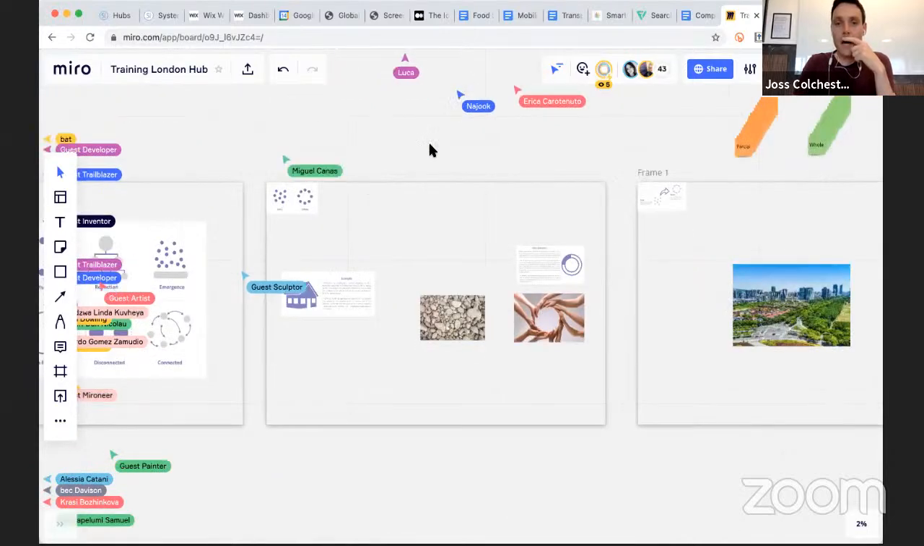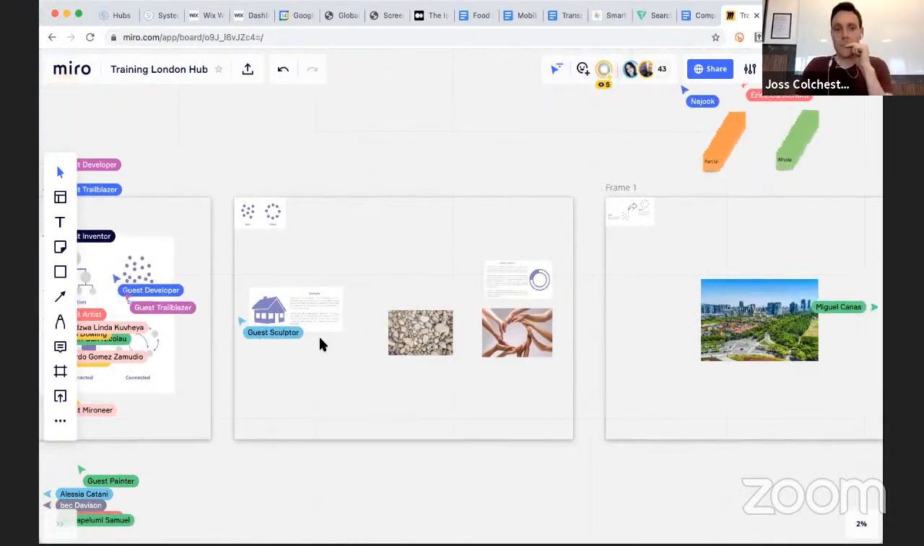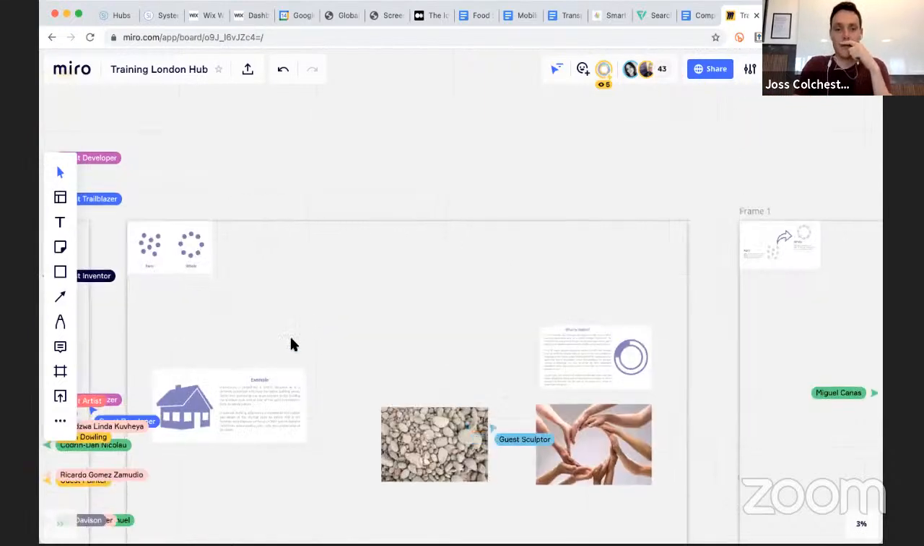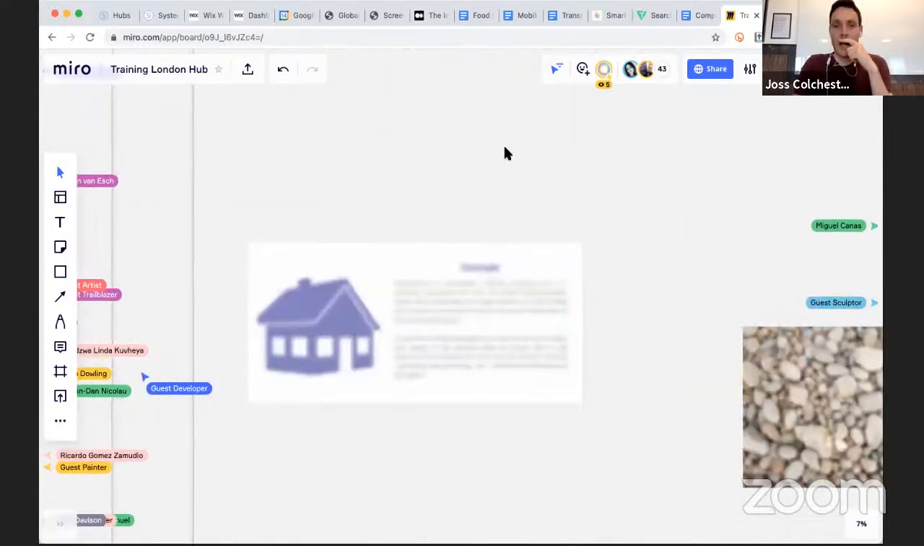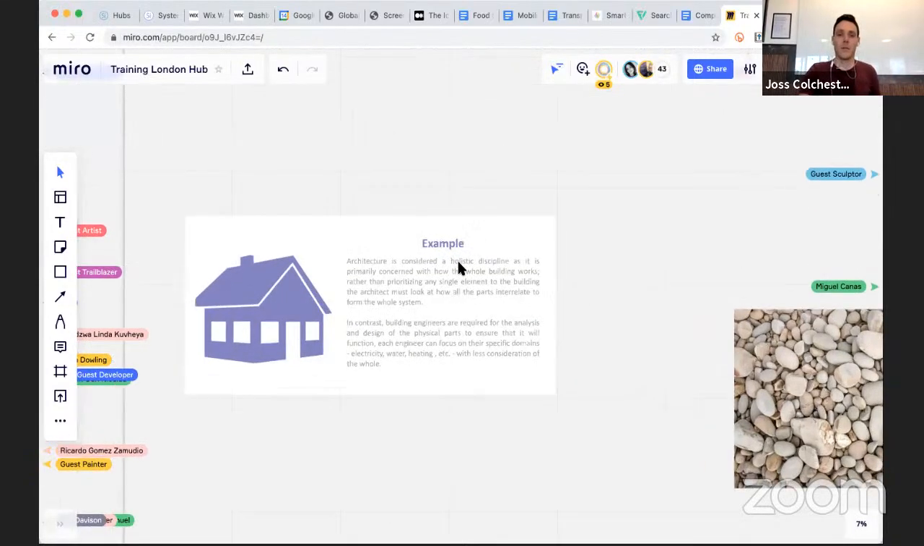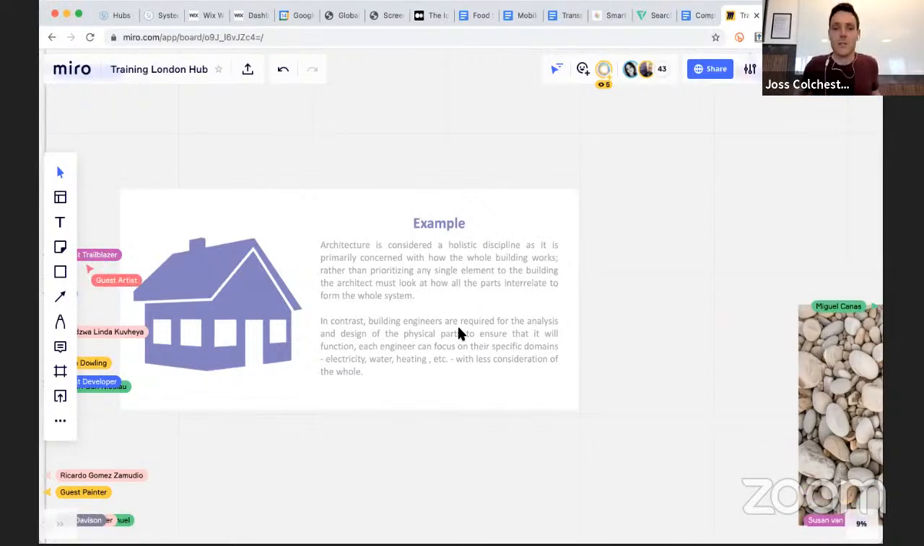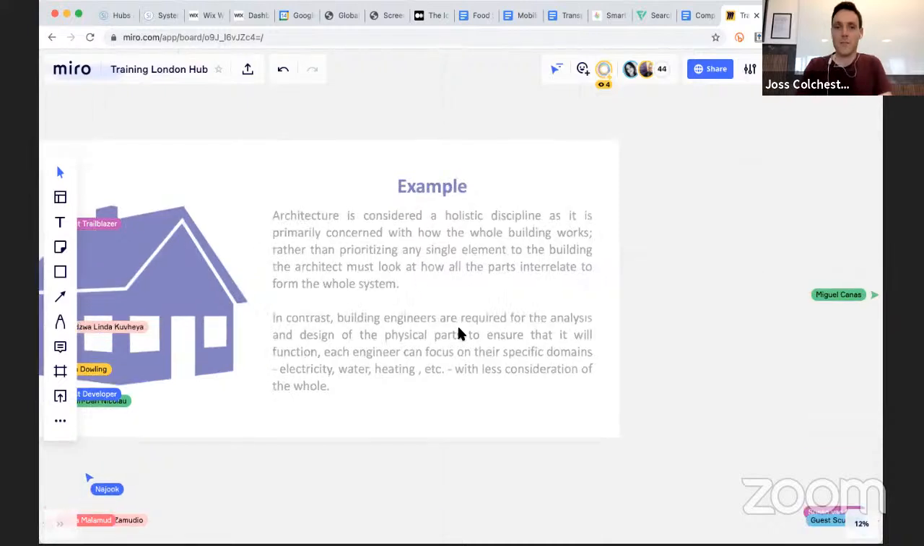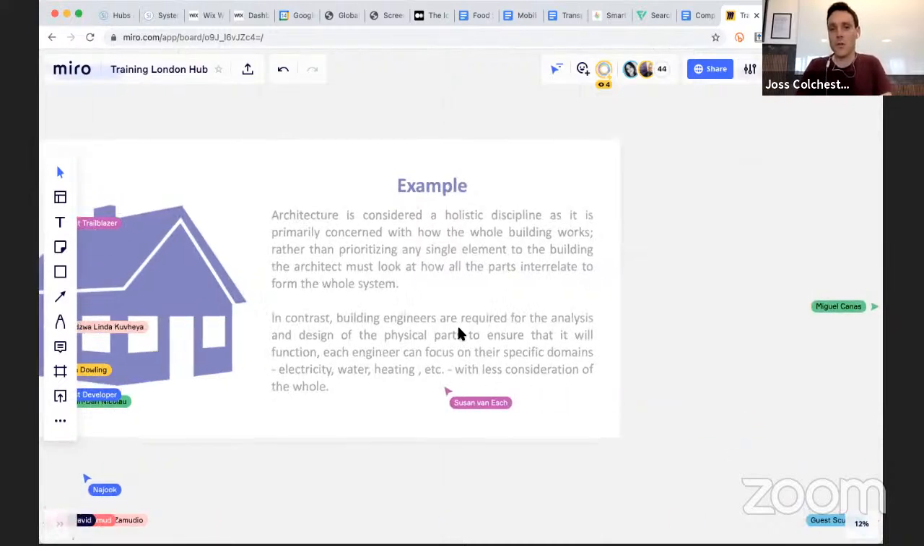Firstly, this idea of whole and parts. So this is Russell Ackoff again. He was an architect, and he gives a really good example of the architect's challenges in developing a building, maybe a house like this. He talks about the architect as a holistic thinker. The architect is considered a holistic discipline, as architecture is primarily concerned with the whole building's workings. Rather than prioritizing any single element of the building, the architect must look at how all of the parts interrelate to form the whole system.